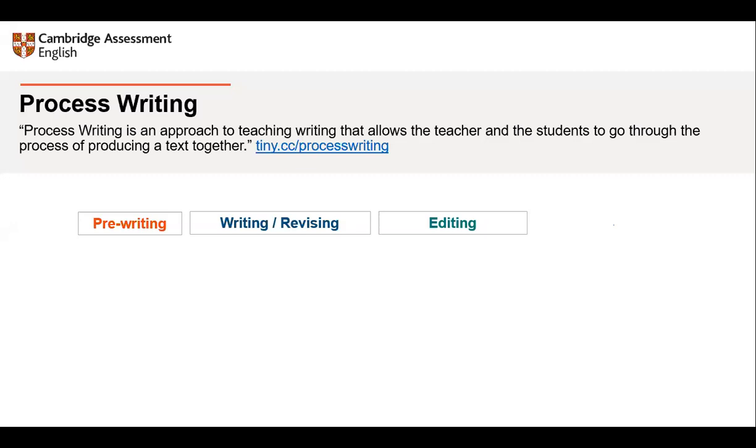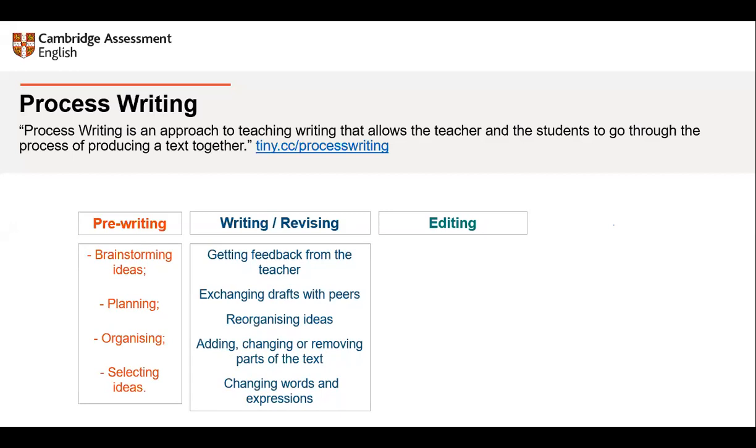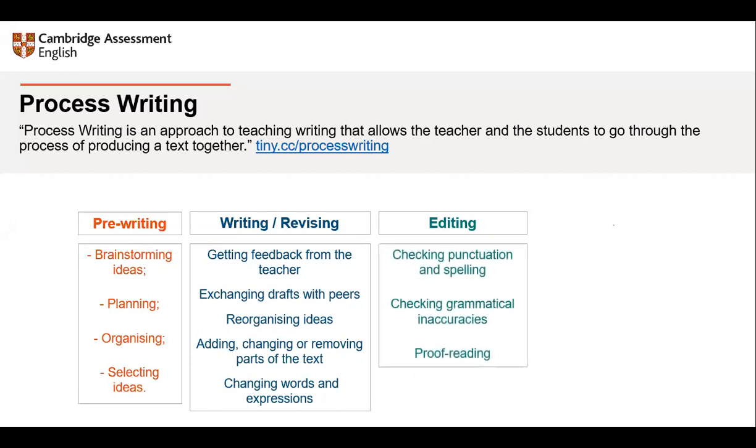In this case, I'm going to bring the approach of process writing, where we have three main phases. We have pre-writing, writing and revising, and editing. So for each of those phases, we have a number of things that we can do. So here are some examples of things that we can do in the pre-writing phase. Here are some examples of things that we do in the writing and revising phase. And here are some of the things that we do in the editing phase.